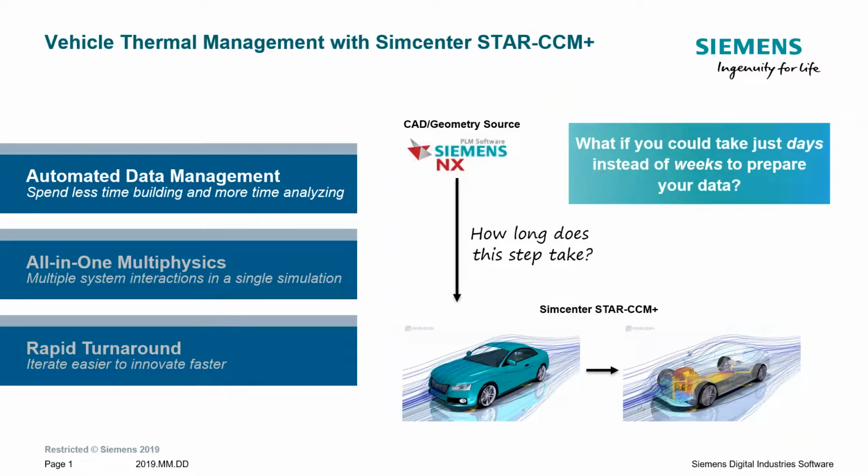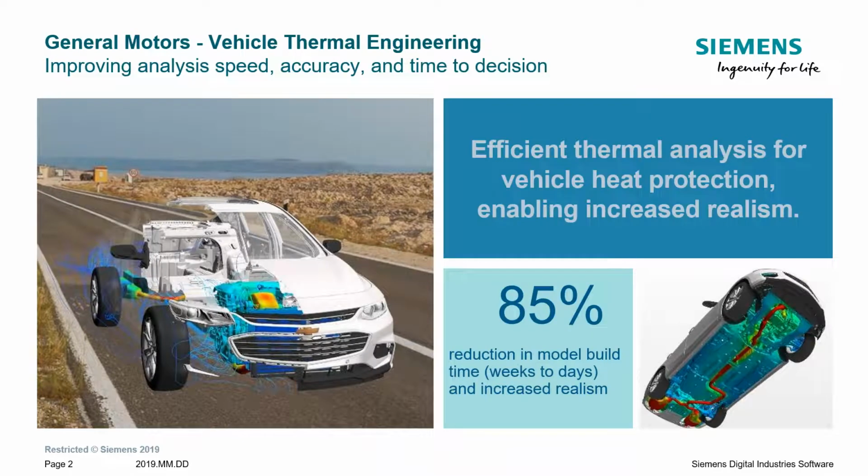For some customers we've worked with, it's actually taken weeks to prepare these kinds of simulations. And thanks to Simcenter Star CCM Plus, we've actually been able to get that down to just a couple of days. And this was the case for General Motors. We worked with their thermal management group to reduce the model build time by 85%. It was a 7-week process that we got down to about 6 or 7 days of total turnaround time.